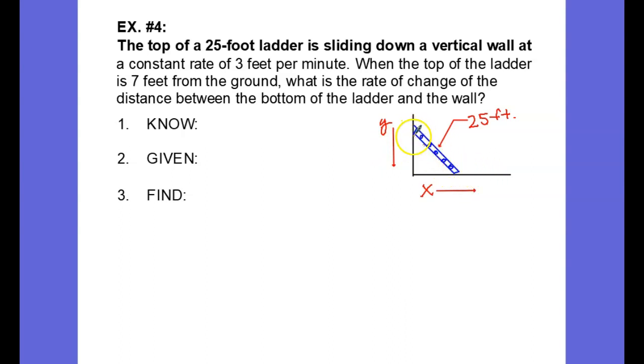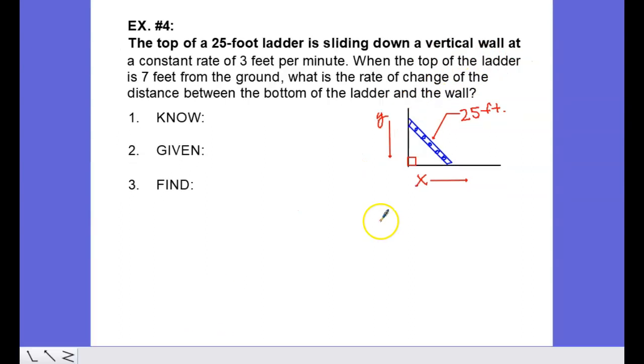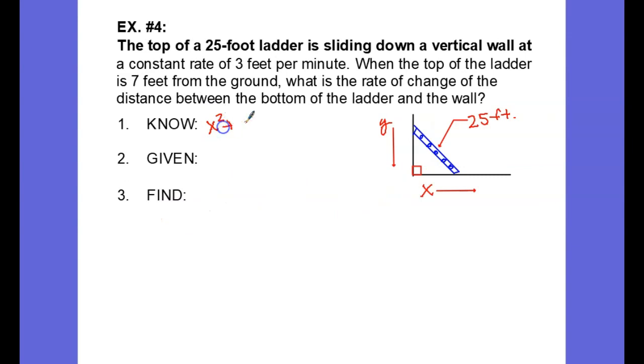Notice that the length of the ladder, of course, does not change. It stays 25 feet. Let's go back and look at the problem and identify what we know, what's given, and what we need to find. Well, one thing that we know is that it's a vertical wall, and that tells us that we have a right triangle. And so since we have a right triangle, we can create a Pythagorean relationship. So we have x squared plus y squared is equal to 25 squared.